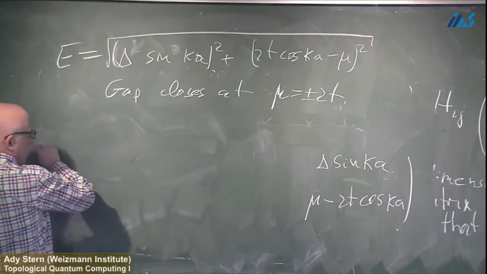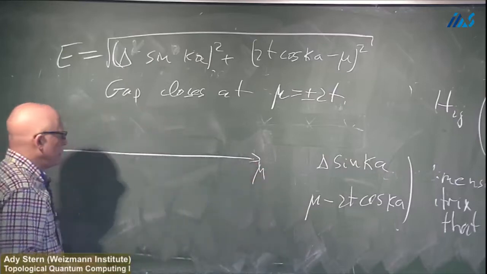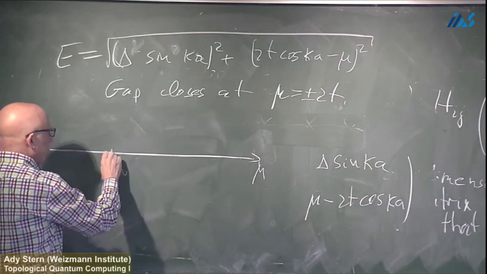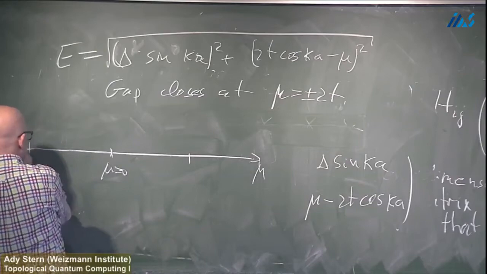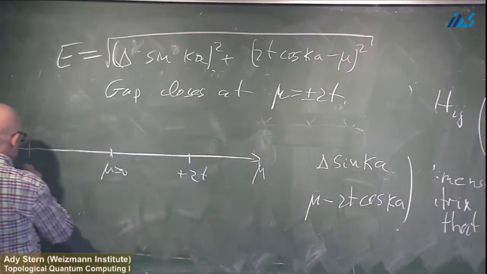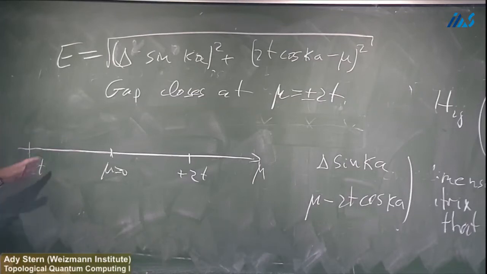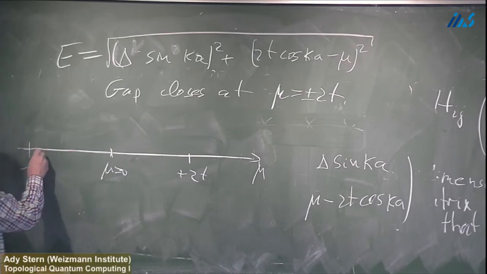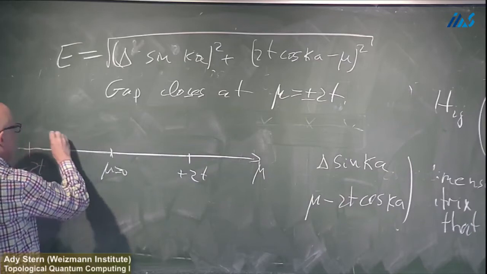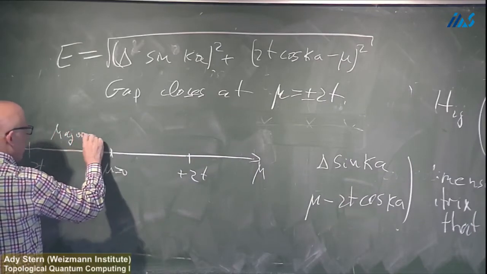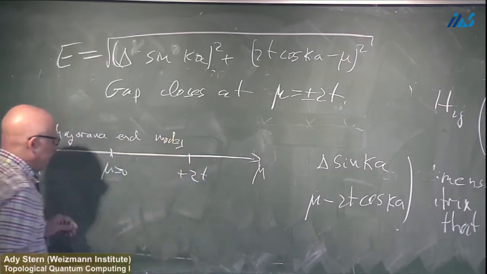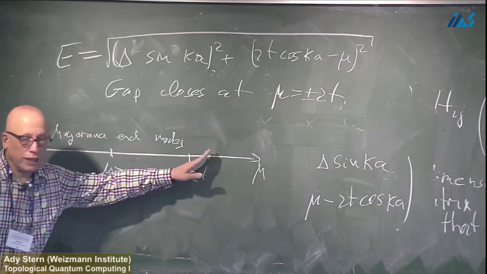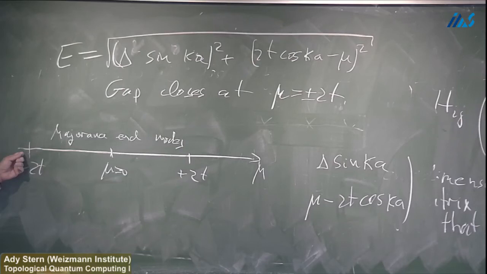So what we saw, if we look at the axis of mu, we solved the problem for mu equals zero and found the two Majorana fermions at the two ends of the wire. We saw that the gap closes at plus 2t and minus 2t, and reopens here and there. Now, since the gap doesn't close in this region, there must be Majorana end modes within this region.